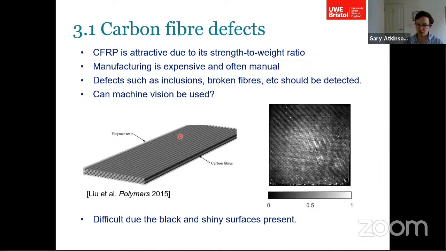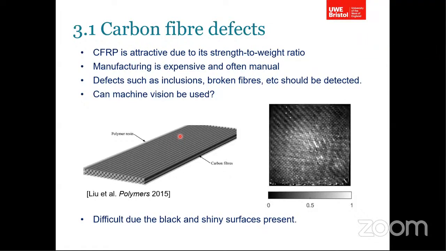Just as transparent surfaces are hard to inspect either manually or using automated methods, so too are carbon fiber components because, well, they're black, for one thing, not the easiest thing to image.